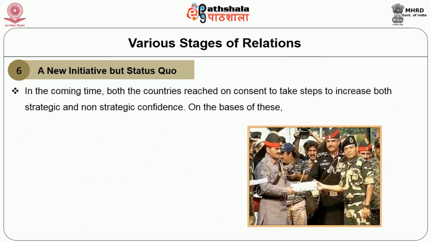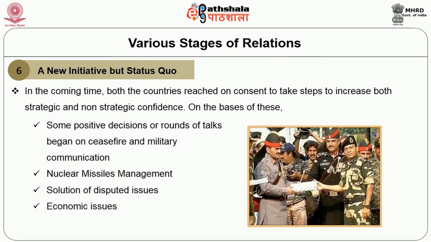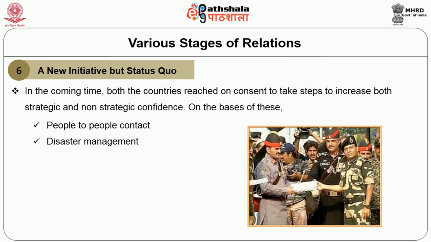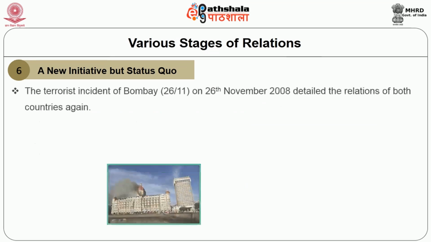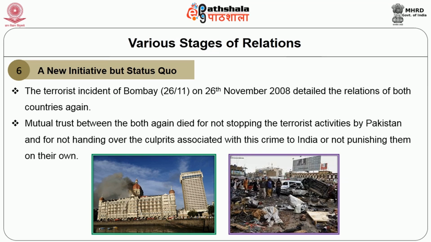In the coming time, both the countries reached consent to take steps to increase both strategic and non-strategic confidence. On the basis of these, some positive decisions or rounds of talks began on ceasefire and military communication, nuclear missile management, solution of disputed issues, economic issues, people-to-people contact, disaster management and means of control on terrorism, etc. But the terrorist incident of Bombay on 26 November 2008 derailed the relations of both countries again. Mutual relations between both again died for not stopping the terrorist activities by Pakistan and for not handing over the culprits associated with this crime to India or not punishing them on their own.